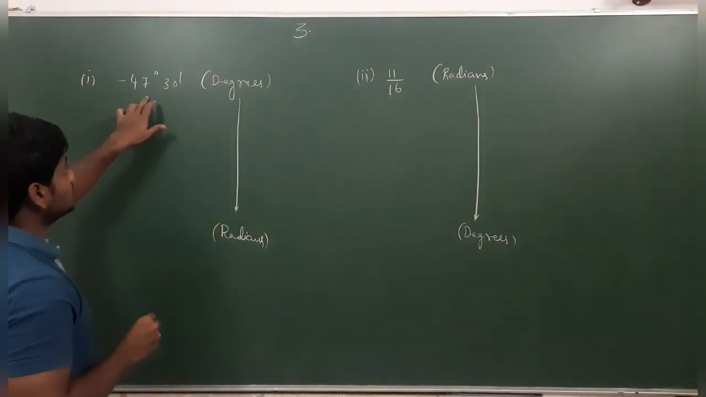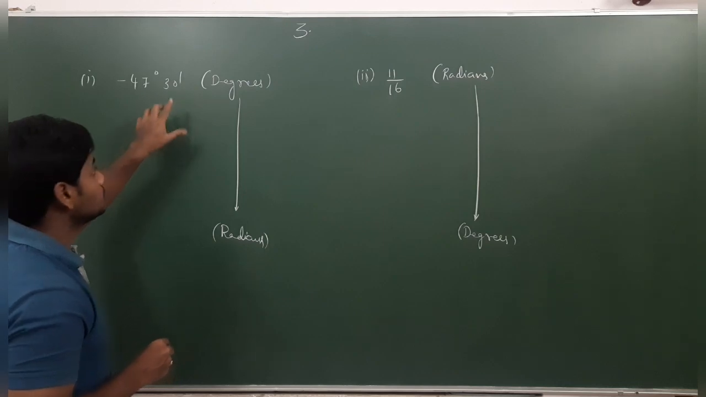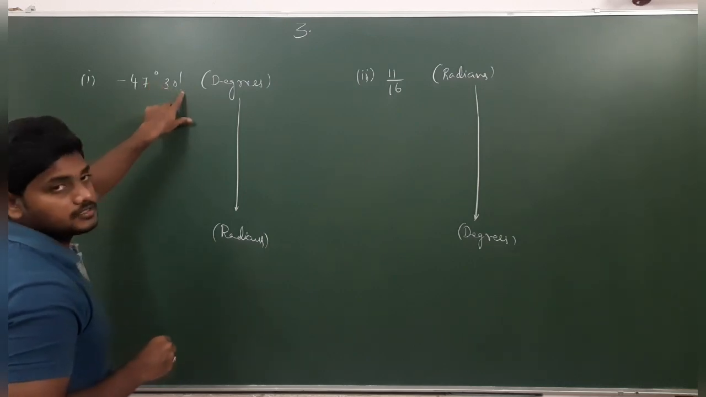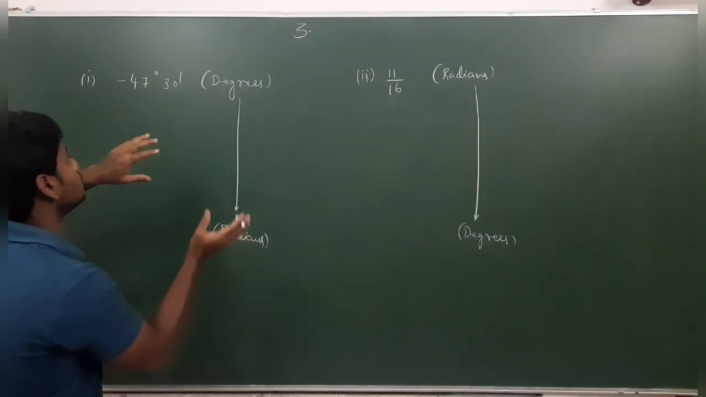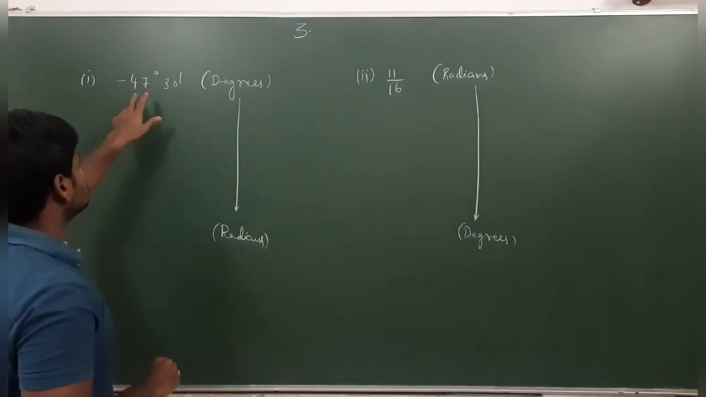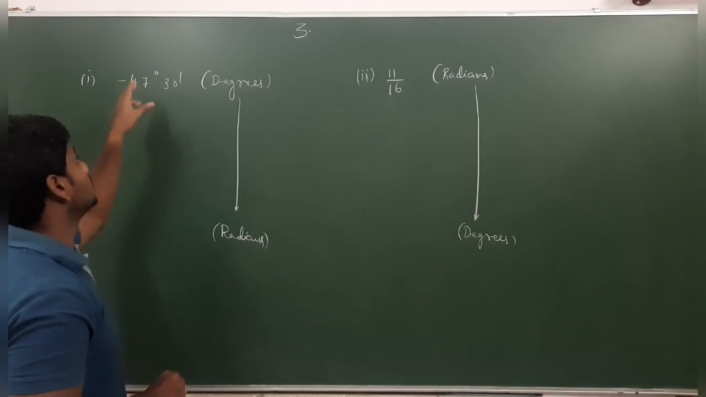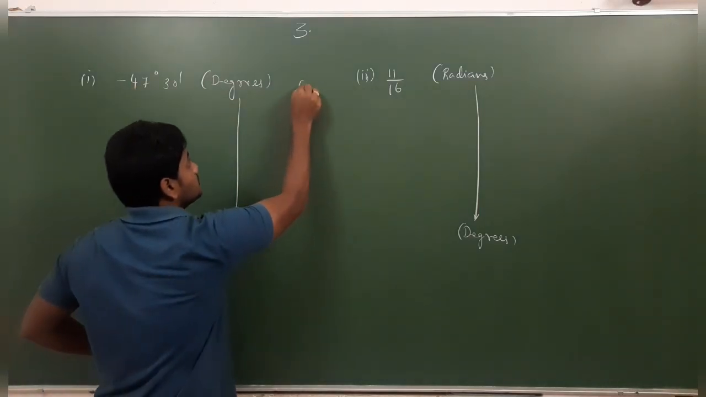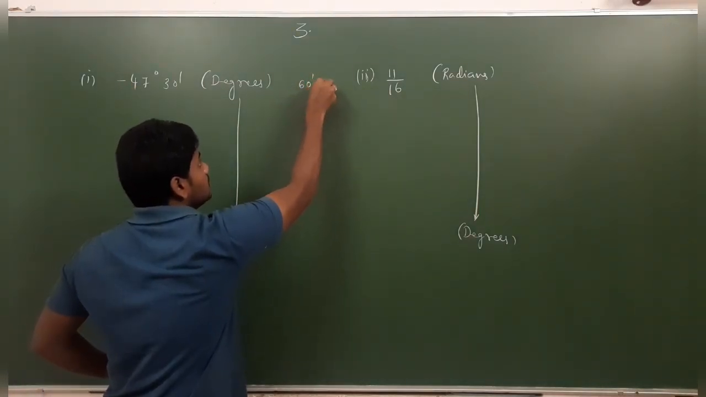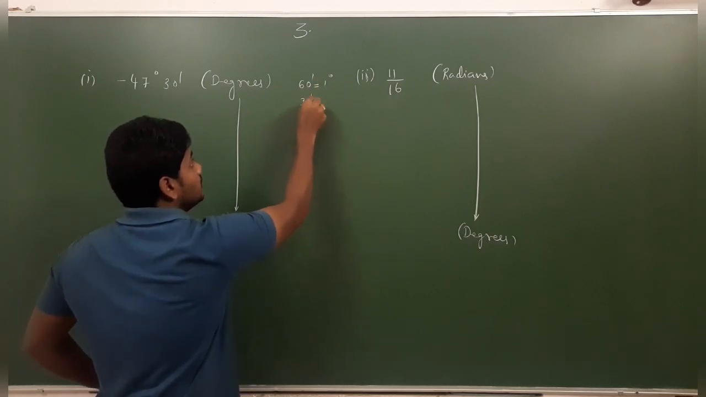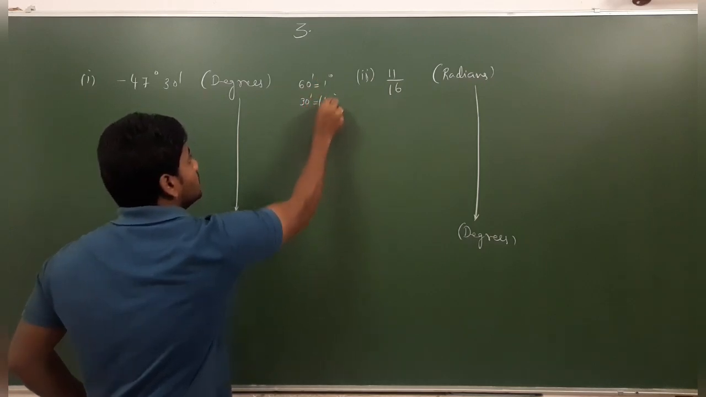Next, minus 47 degrees 30 minutes. First of all, degrees and minutes are there, but the minutes also we need to convert into degrees. But how many minutes are there to convert into a degree? 60 minutes is nothing but 1 degree. That means 30 minutes will be half a degree, right?